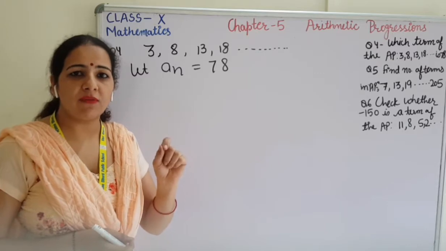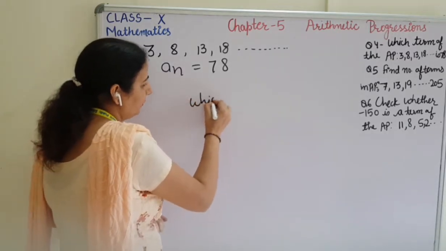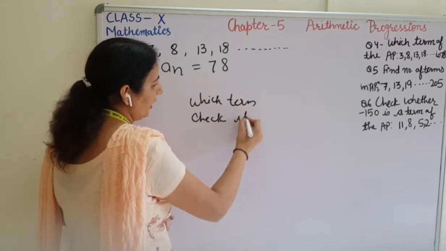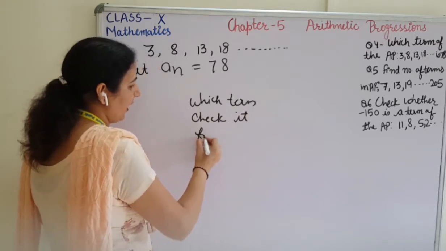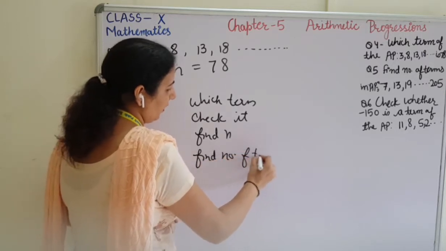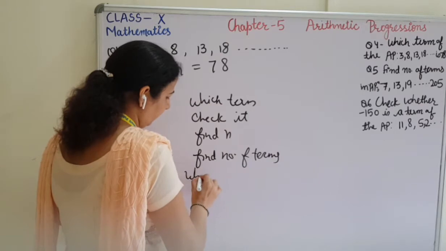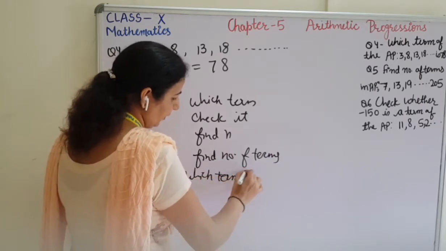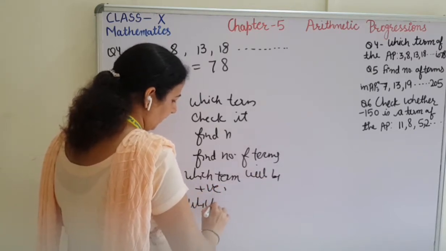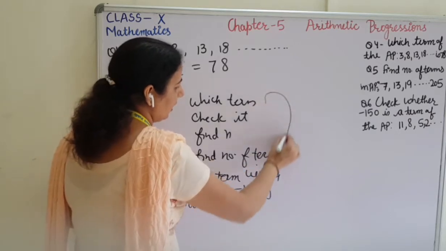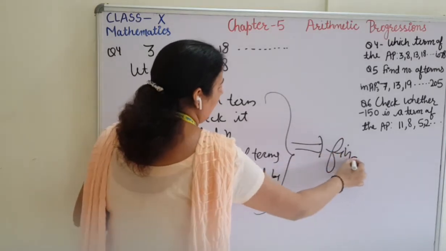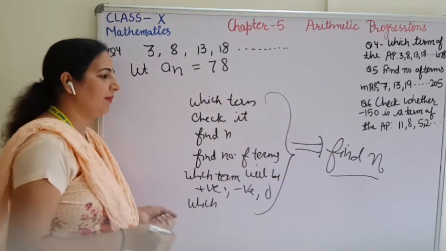So when the question starts with which term, check that it is a term or not, find number of terms, which term will be positive, which term will be negative, which term will be 0. The answer of all these questions will be find n.